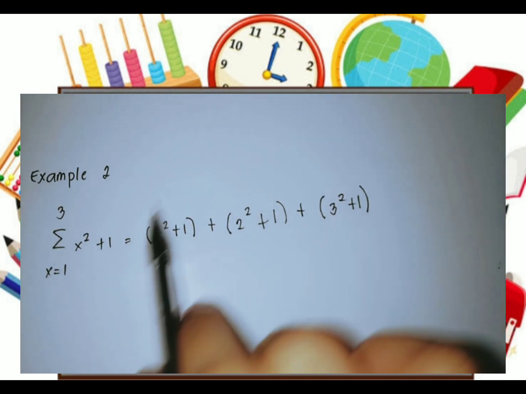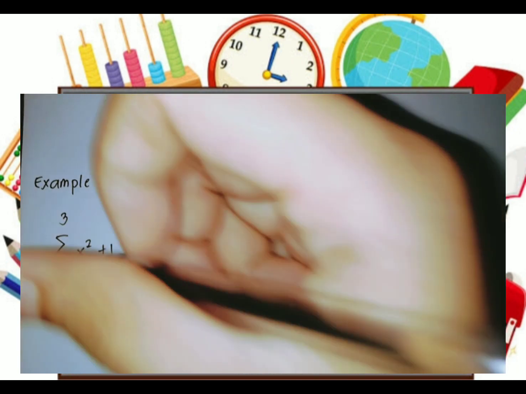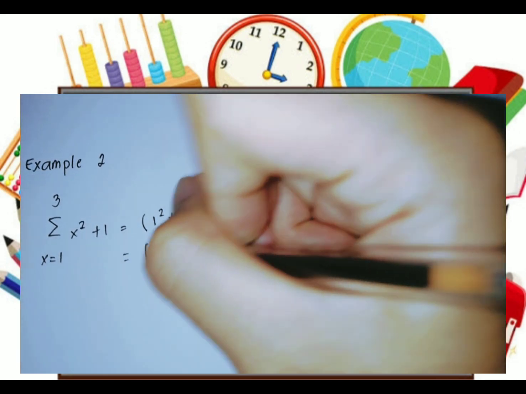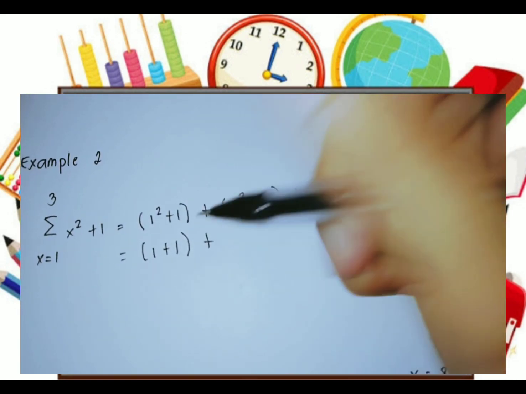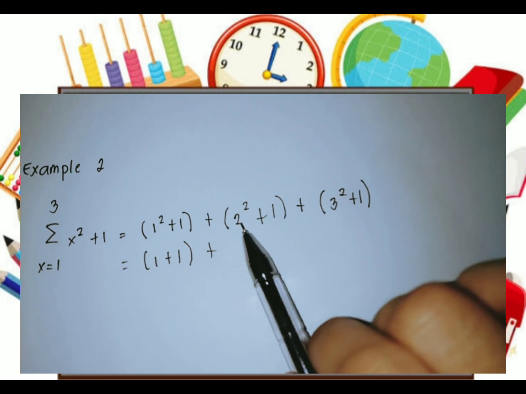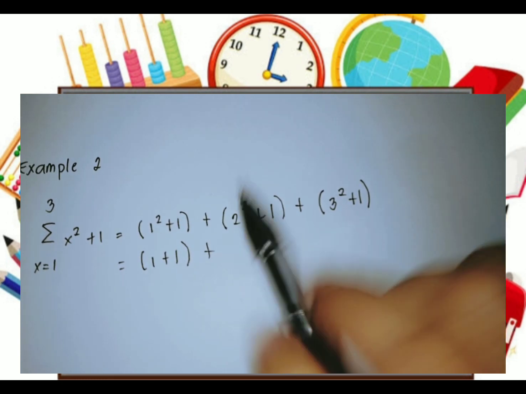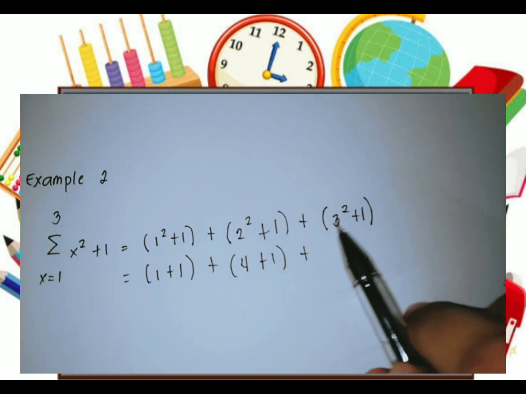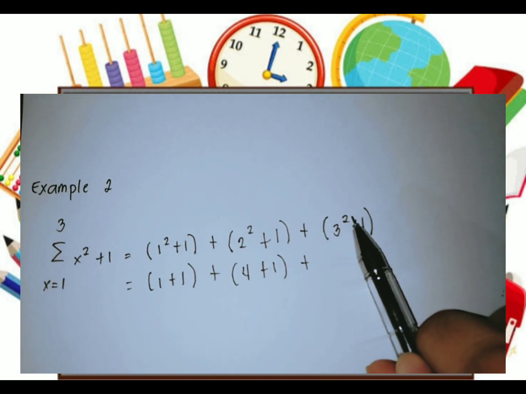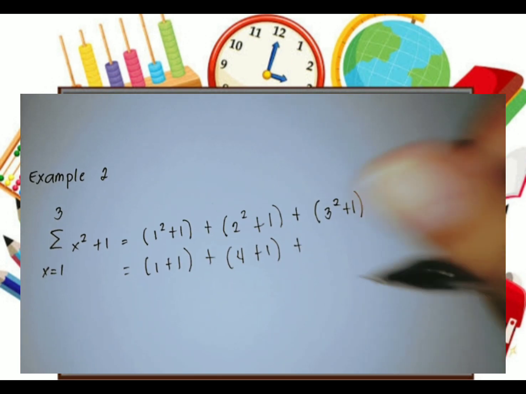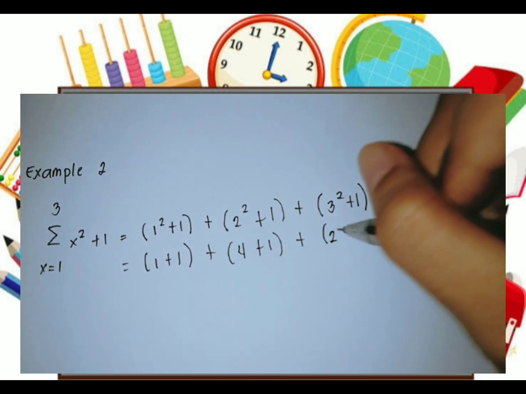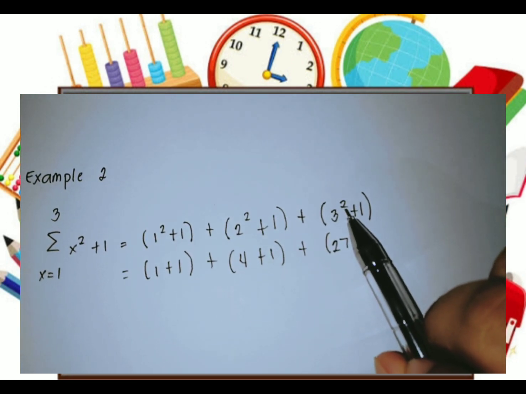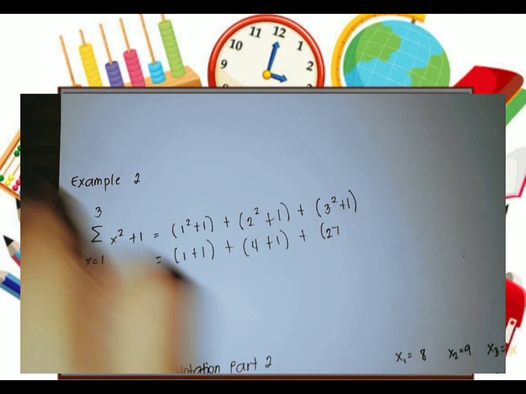Now we will simplify those numbers. So 1 squared is equal to 1, plus 1. Now we will add our second term. So 2 squared is equal to 4, plus 1. And the third one is 3 squared is equal to 9, plus 1. If we say that it is squared, we will just simply multiply it by itself.